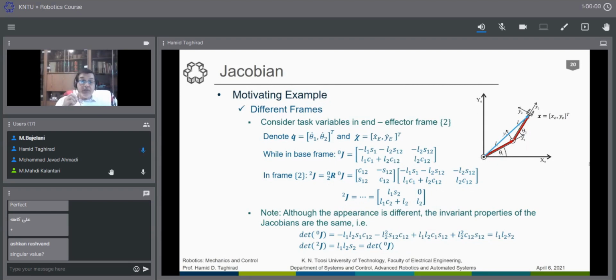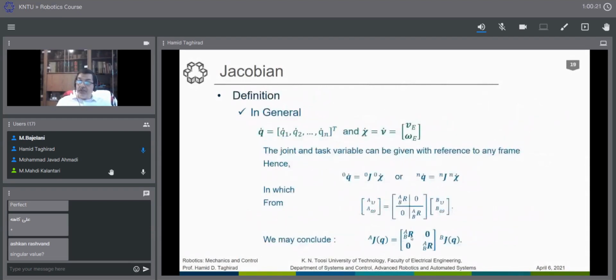So, answering you in short, consider the absolute velocity of a point. It is a vector. This vector could be represented in any frame, not only 0 or 2, any frame: 2, 3, n, whatever. And the representation will just be changed by the rotation matrix. Thank you.